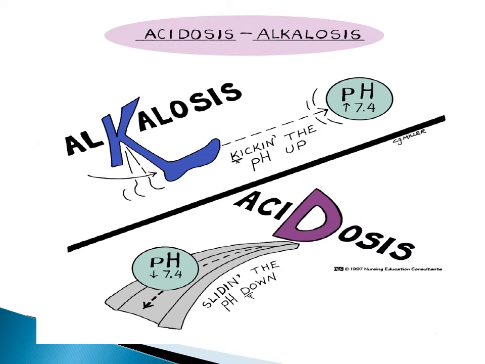So here's a picture I stole from Nursing Education Consultants. Actually, we do have their book. That shows just a visual picture of alkalosis, where you can see the K is kicking the pH up, and acidosis is D, sliding the pH down. So hopefully that visual helps you.